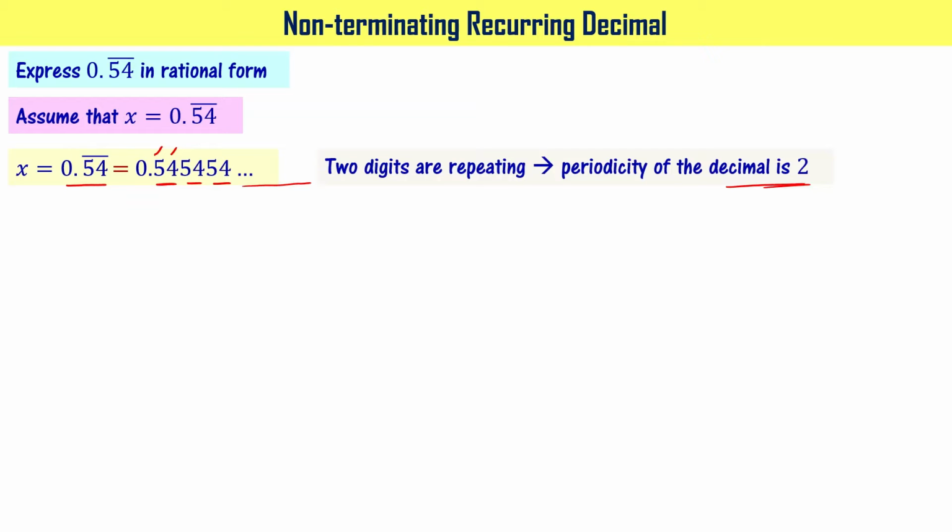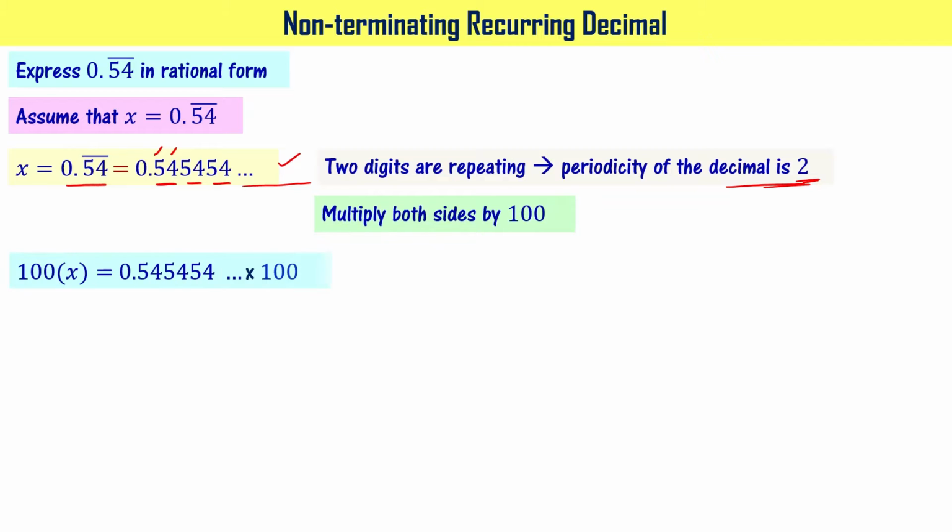Since periodicity is 2, both sides of this particular equation have to be multiplied by 100. Why 100? Since we got two digits repeating, we want to have two zeros. When you multiply both sides by 100, it can be written as 100x equal to 0.545454 and so on times 100. When you multiply like this with two zeros, what happens to this dot is it will move two digits to the right.